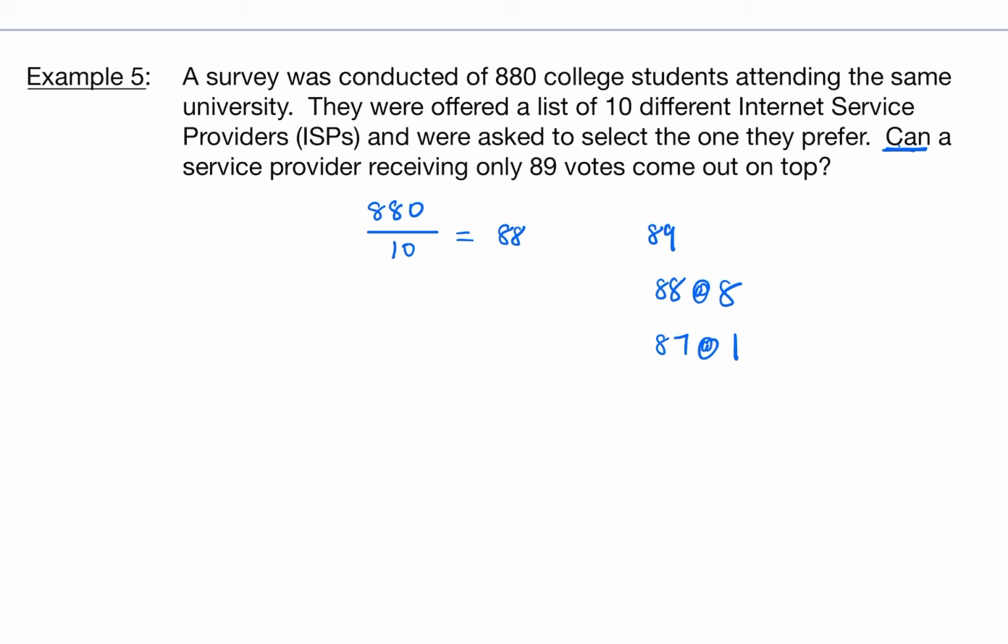Okay, and if that is the case, then yes, the one service provider receiving only 89 votes could come out on top. Okay, so here the answer is yes. Okay, let's move on to the next example.